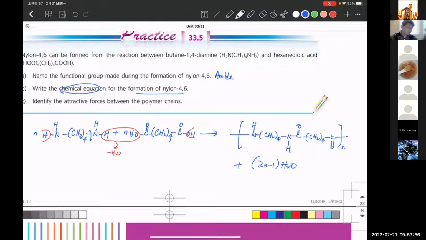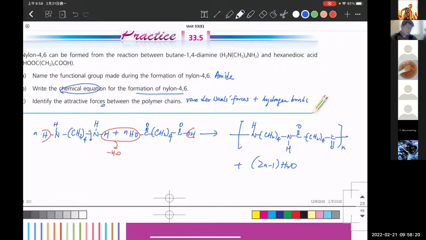Identify the attractive forces between the polymer chains. 2 types of forces are found here. On top of what? Van der Waals force. We have got hydrogen bond as well.